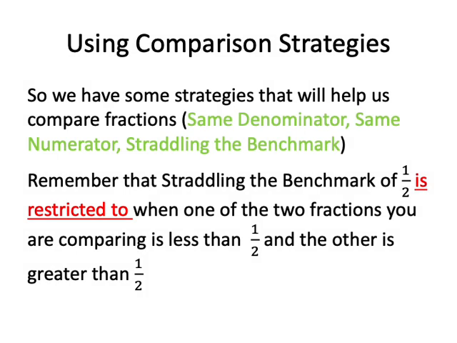So we have some strategies that will help us compare fractions. We've got the same denominator, same numerator, and straddling the benchmark strategies. And just keep in mind that straddling the benchmark of 1/2 is restricted to when one of the 2 fractions you're comparing is less than 1/2 and the other is greater than 1/2. If we have 2 fractions where one is less than 1 and one is greater than 1, then we could be using the straddling the benchmark of 1.